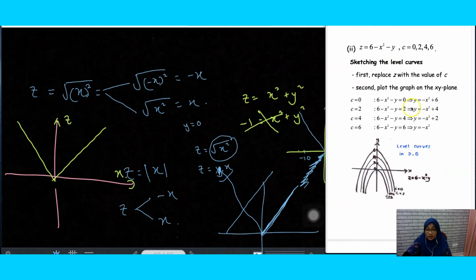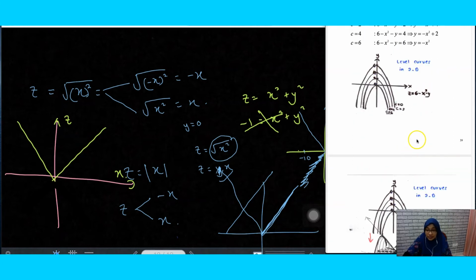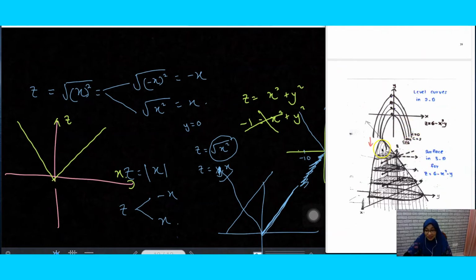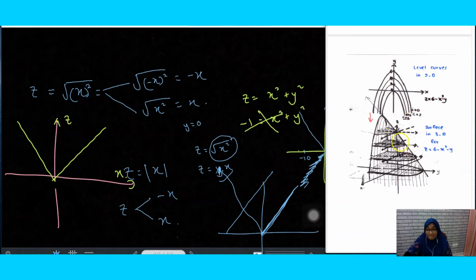And I give you another example here. First I want to say sorry because I give you the sketching by hand, because I am asking you to sketch by hand, so to be fair, my answer is also sketched by hand. But this one is not easy to do, but you can try. So that is for level curves.